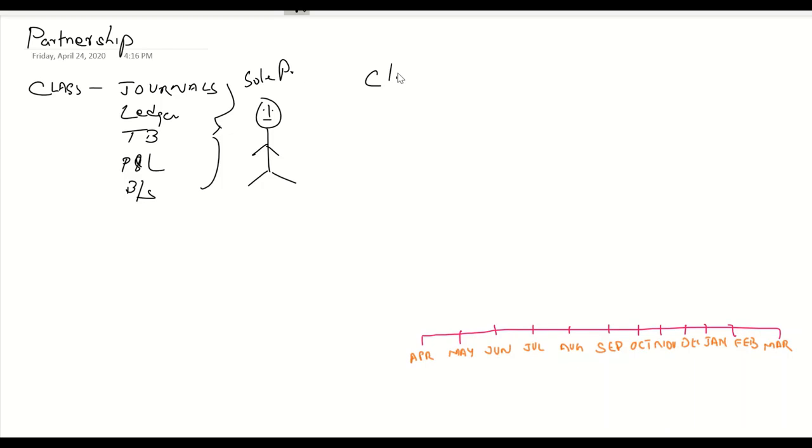Now in class 12 you will be learning about partnership firms. In a partnership firm there will be two or more owners. Since there are two or more owners, our work doesn't stop at the profit and loss account. We will have to take the profit that we arrive at from the profit and loss account and prepare something called a profit and loss appropriation account.